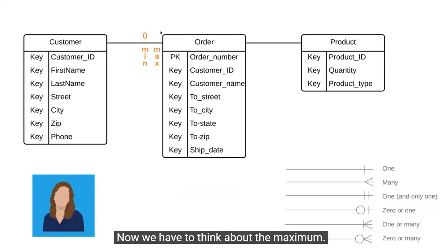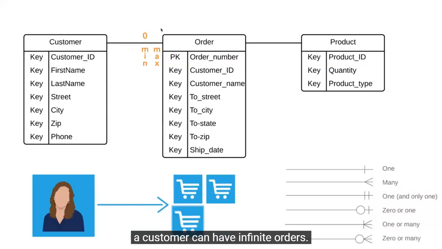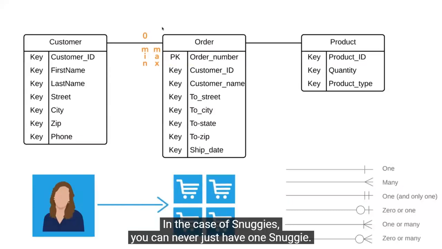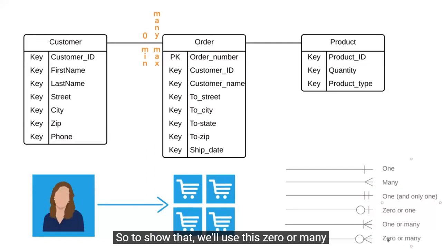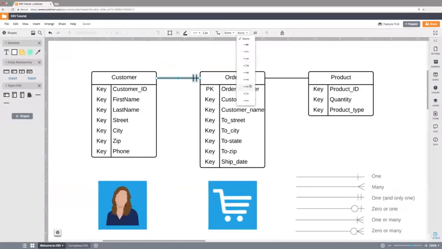Now we have to think about the maximum. What are the maximum number of orders that a customer could have? Well, as you probably already know, a customer can have infinite orders. In the case of Snuggies, you can never just have one Snuggie. So to show that, we'll use this 0 or many crow's foot notation.